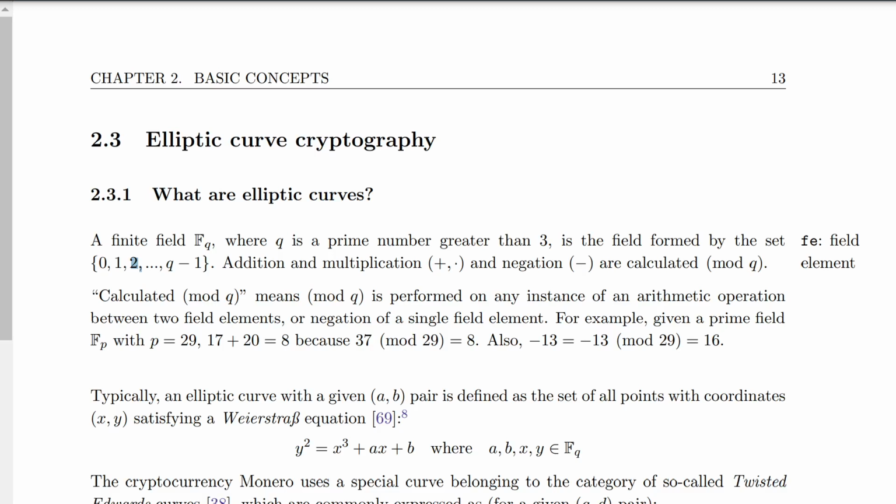We're continuing with section 2.3 on elliptic curve cryptography. It begins by asking what are elliptic curves. If we consider for that purpose a finite field F sub q, where q is a prime number greater than 3, and in the cryptography we're about to consider, q will be a prime number much greater than 3.